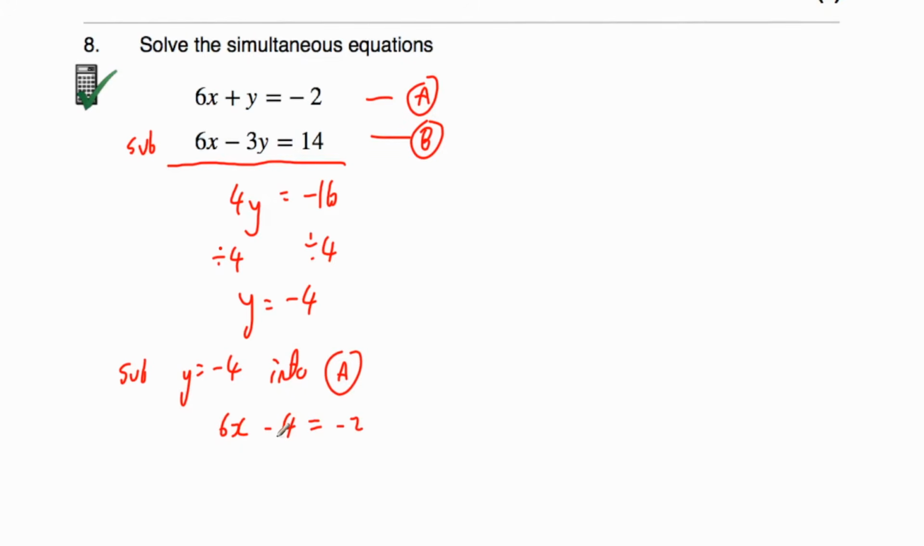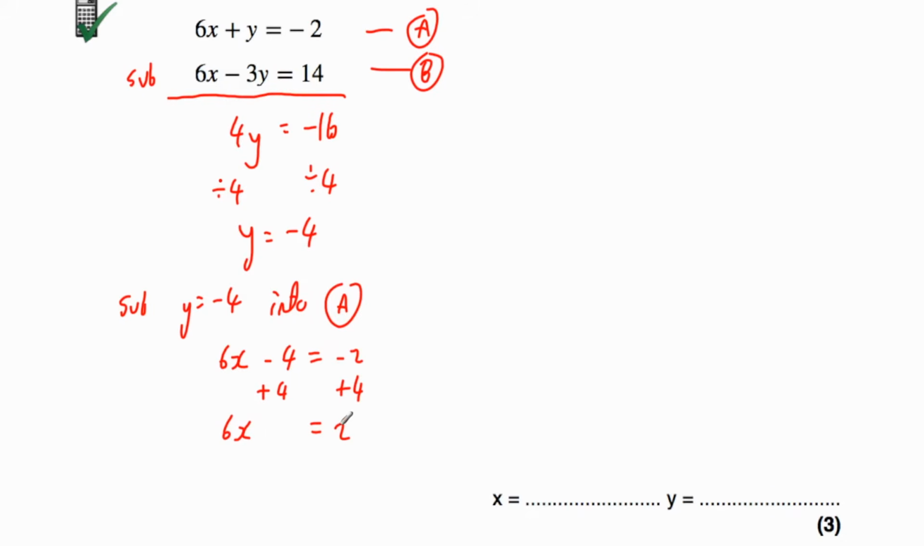Now we want to find out what x is, so let's get rid of this minus 4. So let's add 4 to both sides of this equation, add 4 and add 4. On our left-hand side, we're just left with 6x. And on our right-hand side, minus 2 plus 4 is equal to 2. So we've got 6x equals 2. Now this is a calculator question, so we're now going to divide by 6 and divide by 6. So that's going to give us, on our left hand side, just x.